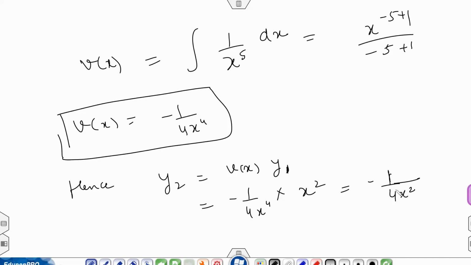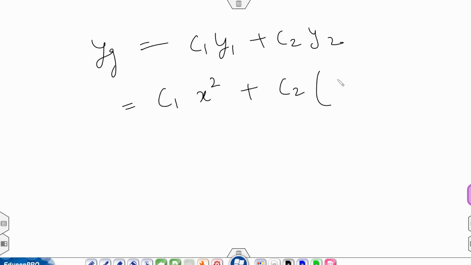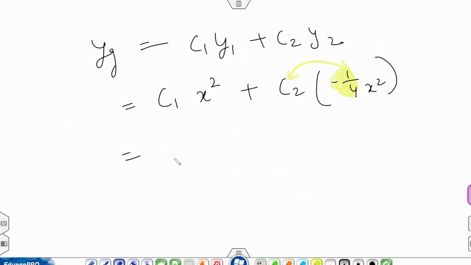Like if I ask you what is the general solution, what will you say? The general solution is equal to c1 y1 plus c2 y2. So c1 y1 is x square, it is given, and right now you have found out y2. So this is my y2. This constant term can be absorbed in this, so these constant terms are not important. Even if you write y2 as 1 by x square, it's okay. So this will be equal to c1 x square plus c2 1 by x square.